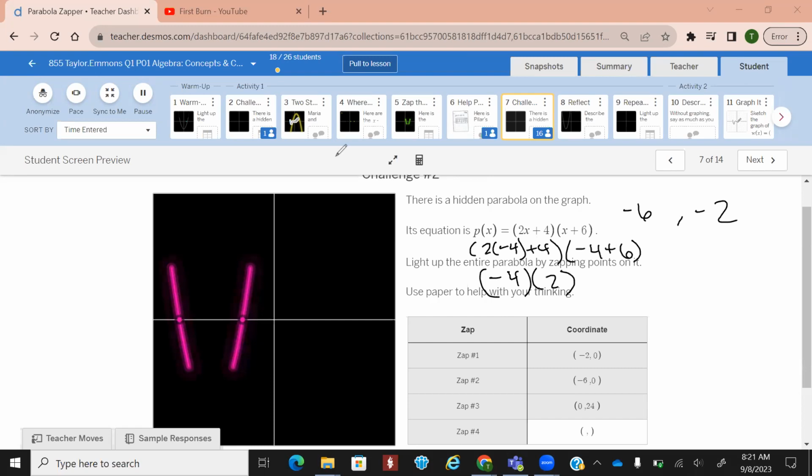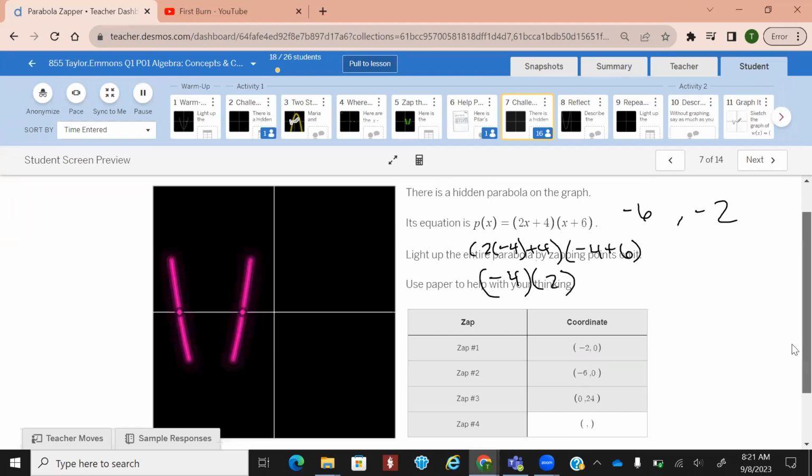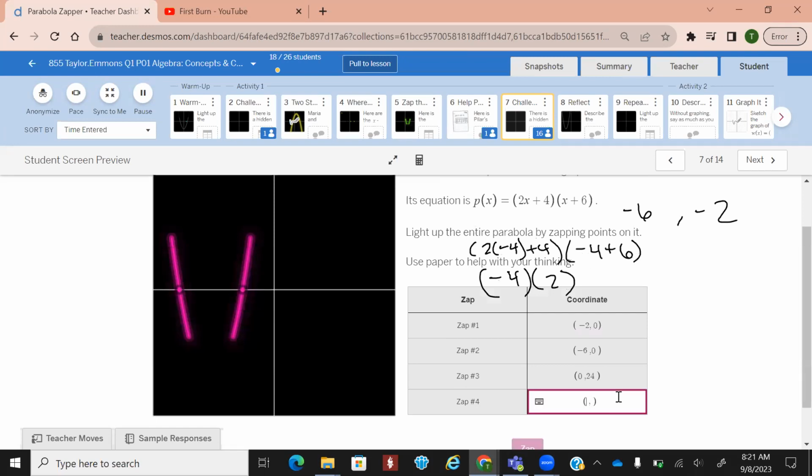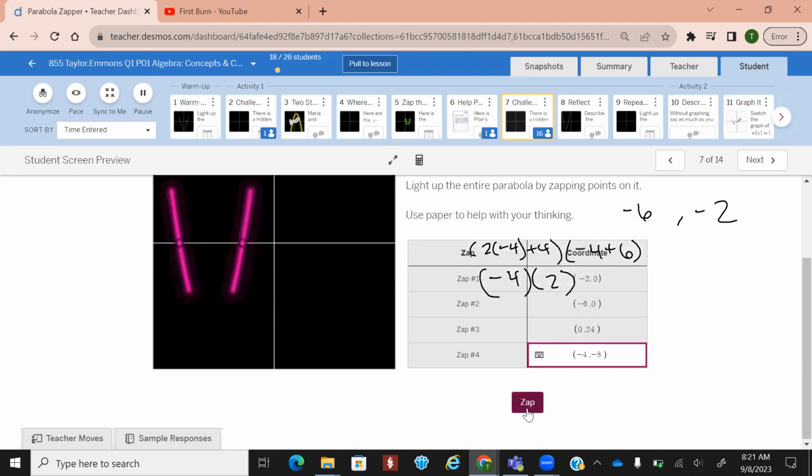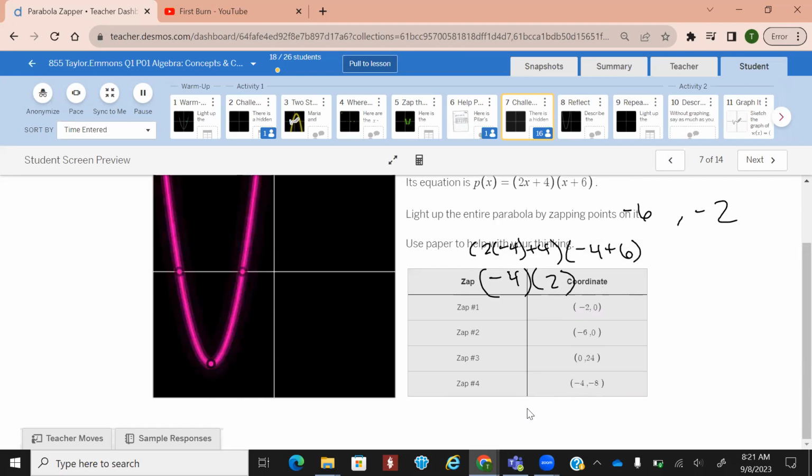So this is going to give me -4, comma, -8. And then if I plot that, ta-da. Does that complete an entire graph? Yes. Remember, you only need 3 points in order to make a graph.